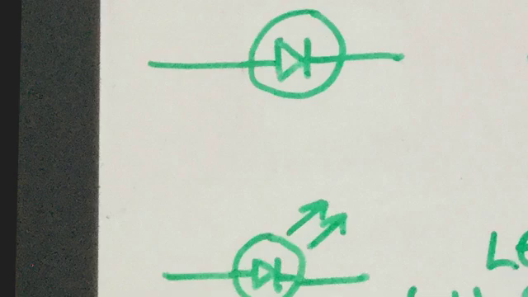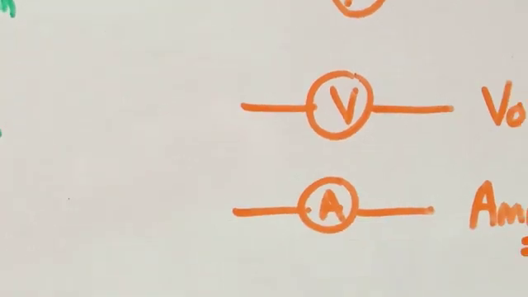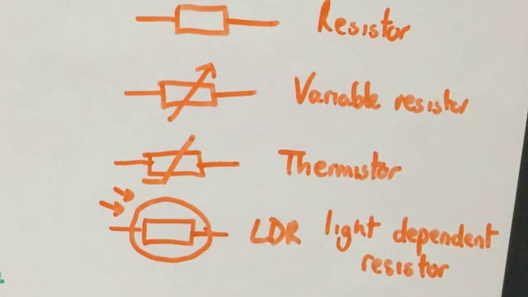They're very, very energy efficient, and they're going to become more and more popular because they can be used as an effective way of lighting things up. But that is the symbol for LED, light emitting diode, and if you see the arrows coming off it, it's showing it's giving off something. Then we've got a lamp, a voltmeter, an ammeter, and these ones here are all types of resistor.